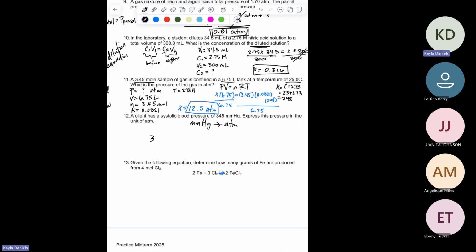All right, so I'm going to start with what I'm given, 345 millimeters mercury. I'm going to set up my little T here. Millimeters mercury on bottom because I want them to cancel, atmosphere on top. So it was 1 atmosphere equals 760 millimeters mercury. So 1 on top, 760 on bottom. So in my calculator, I'm typing 345 divided by 760, and I have 0.45 atmosphere.